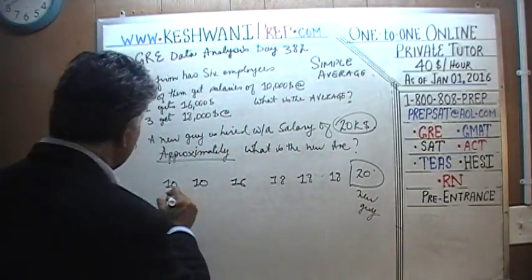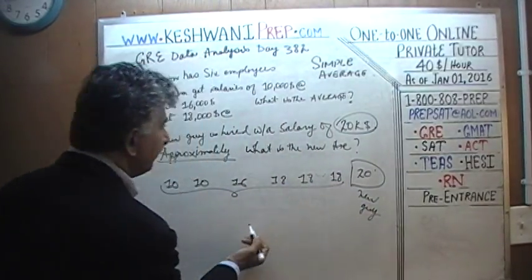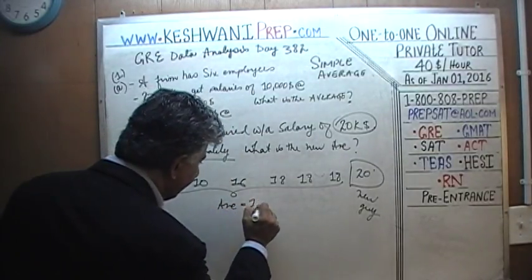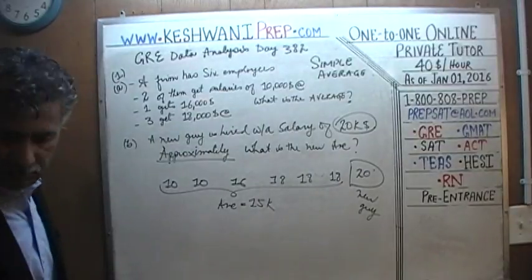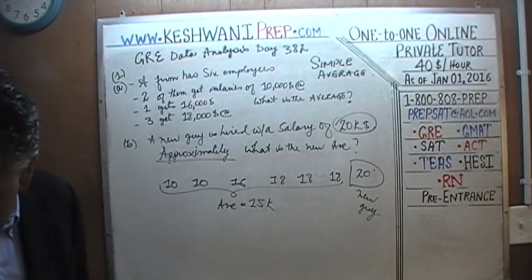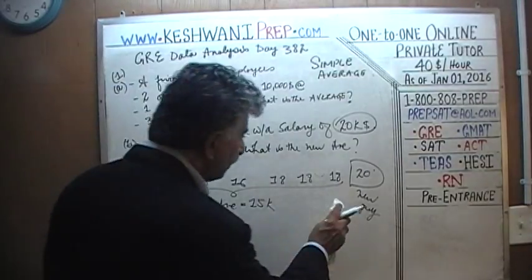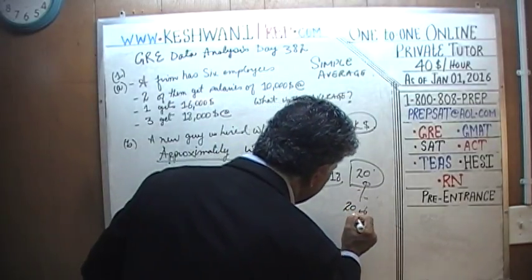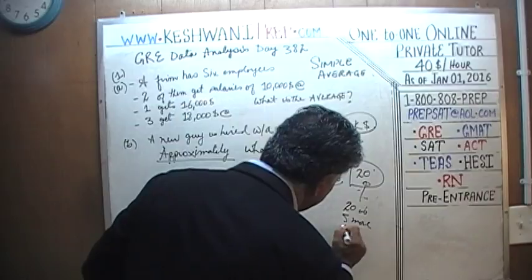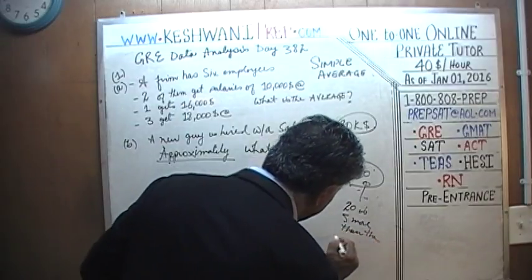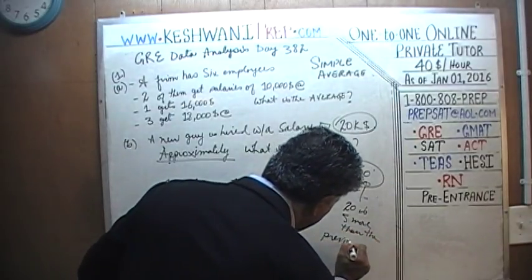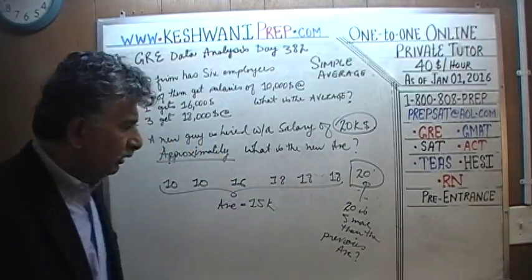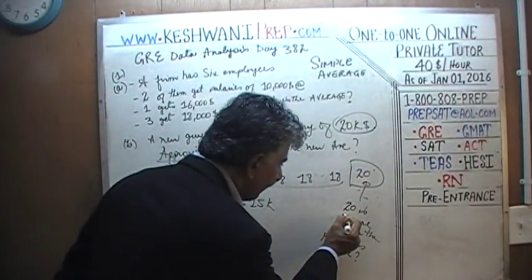But we already know the average of these 6 people from the previous work. The average is 15k, we already know it. We already know that the previous average was 15. The new guy is 20, which is 5 more than the previous average. Question is, what are we going to do with that extra $5,000?